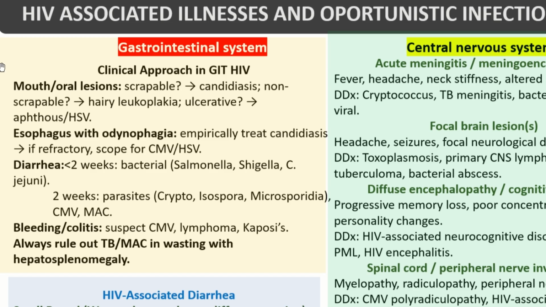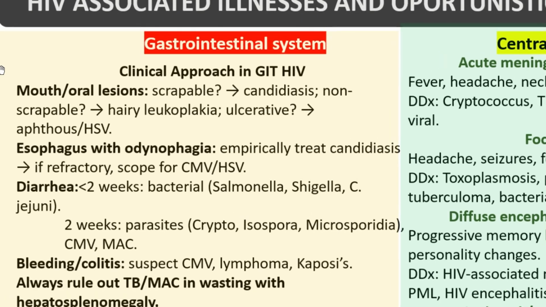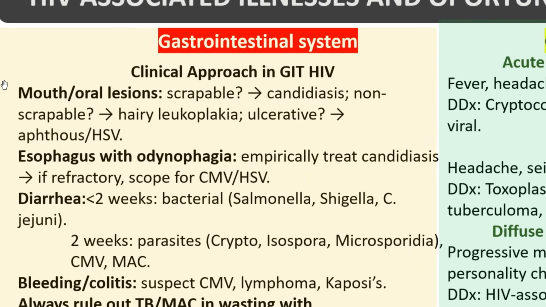AIDS-defining. So in HIV, the gastrointestinal system is mostly going to be affected, starting from the mouth right to the anus. And when you look at the mouth of this patient, you may have oral lesions. And whenever we see oral lesions, we want to ask ourselves, can we scrape off those oral lesions? If it's a plaque, can we scrape it off? If it's scrapable, then that is most likely going to be candidiasis. And if it's non-scrapable, it's going to be oral hairy leukoplakia.